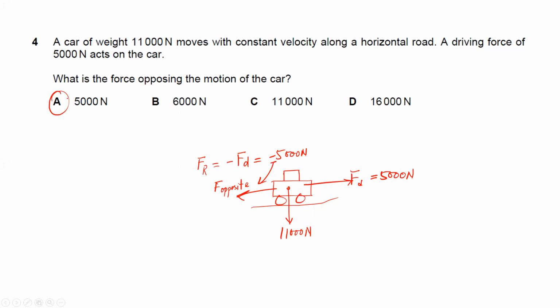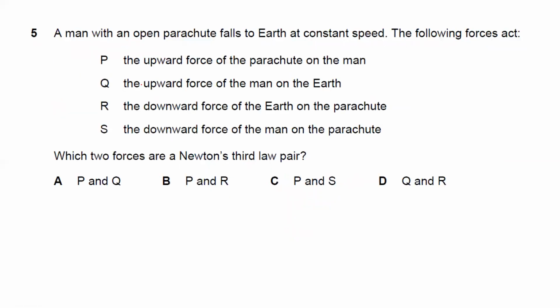Okay. Next question. Question number 5, it says a man with an open parachute falls to earth at constant speed. The following forces act. Force P, the upward force of the parachute on the man. So for example, let's draw this picture. This is the man, this is the parachute, and it is the upward force of the parachute on the man.